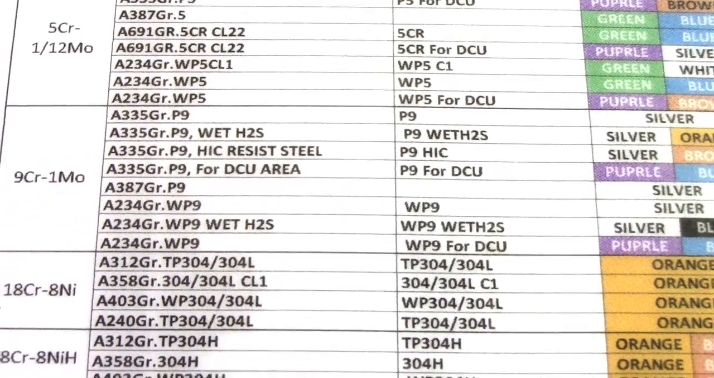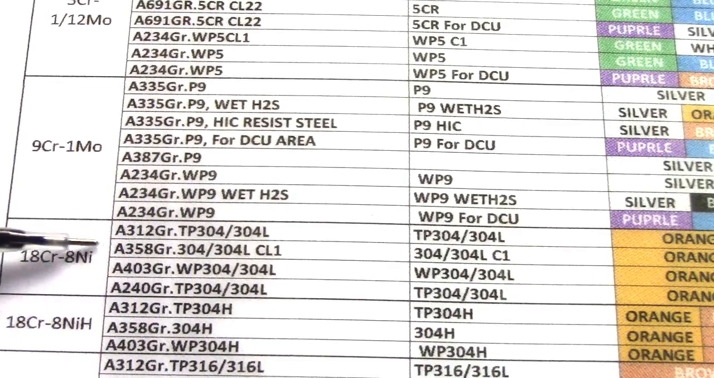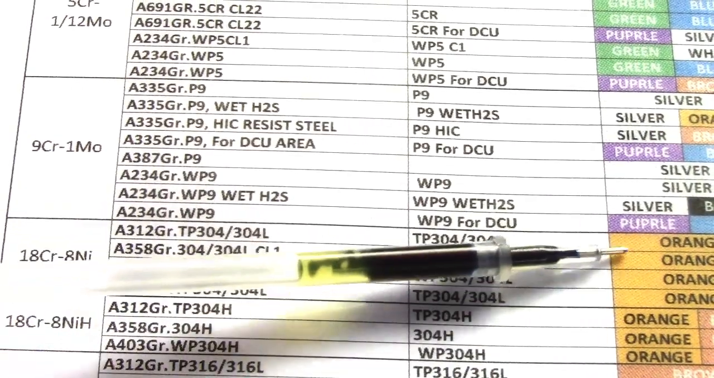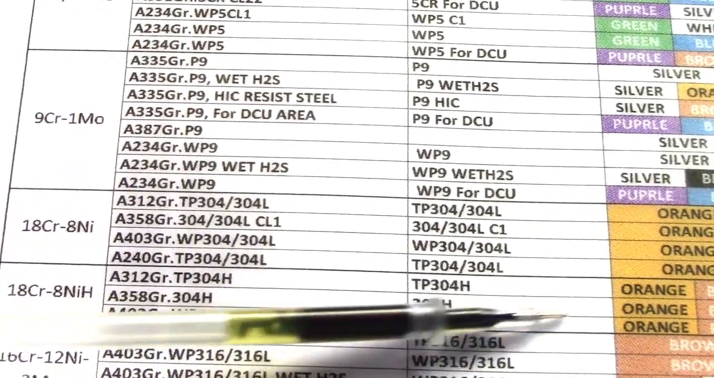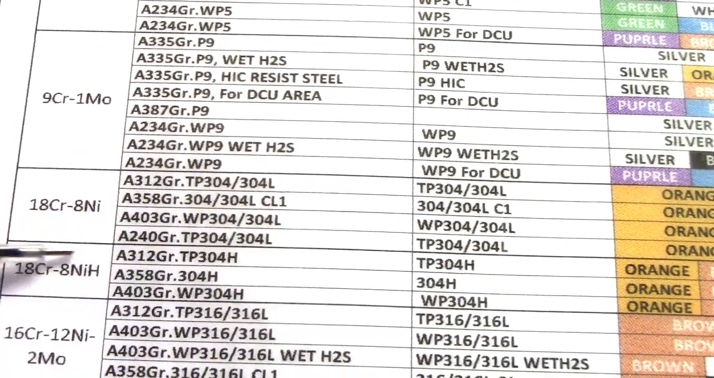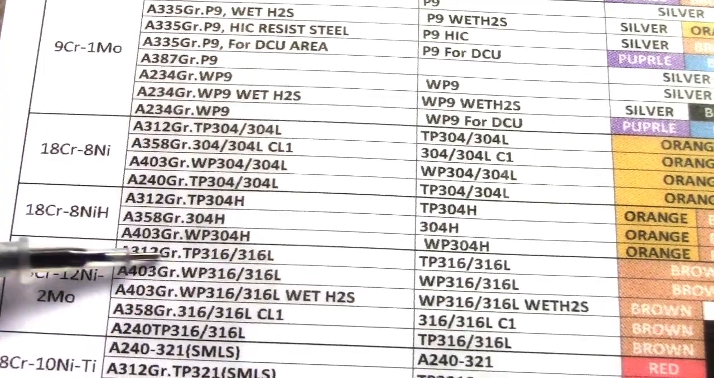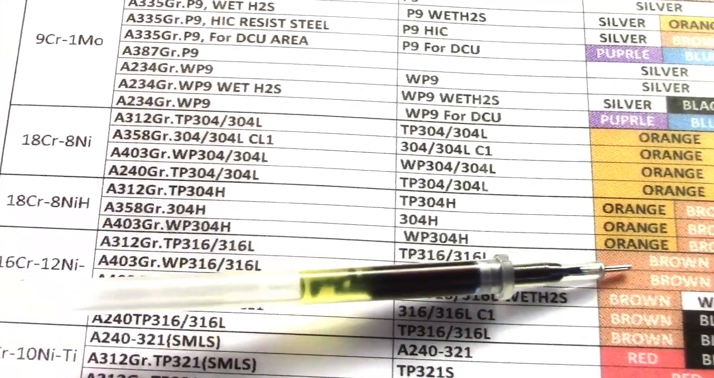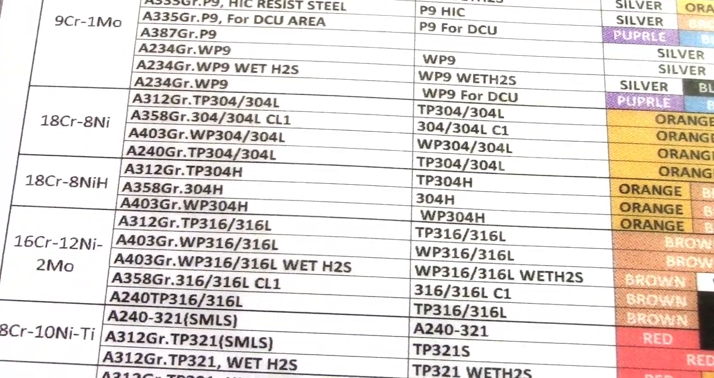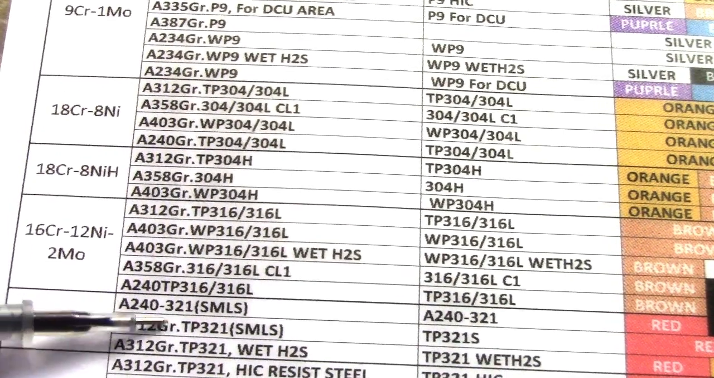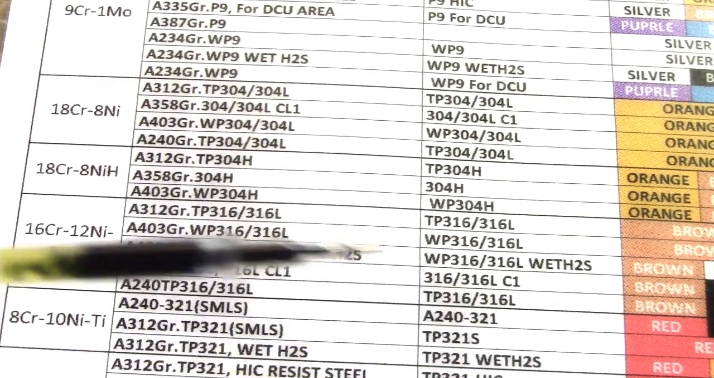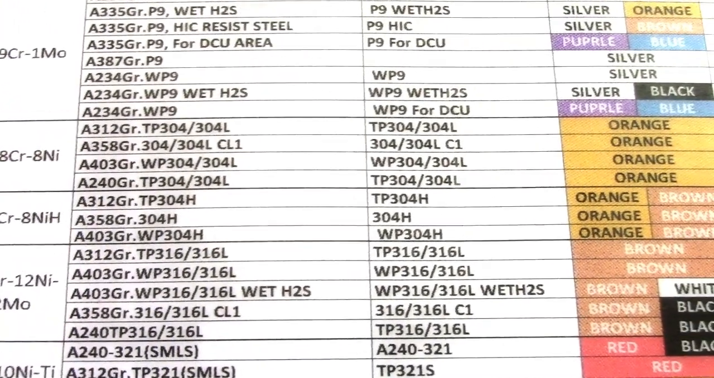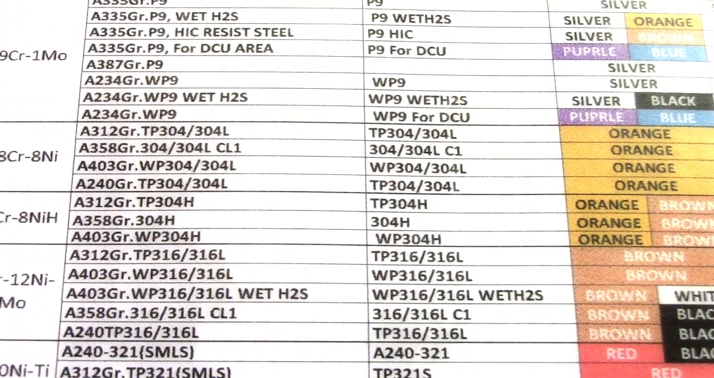Okay, next material is 18 chrome. So this is the stainless steel. This is the stripe for the pipe, orange. Stainless steel 304s. So next is 316. This is brown. Okay, 18 chrome, 8 Ni, 321 seamless. It's red. So this is the color coding for this material.